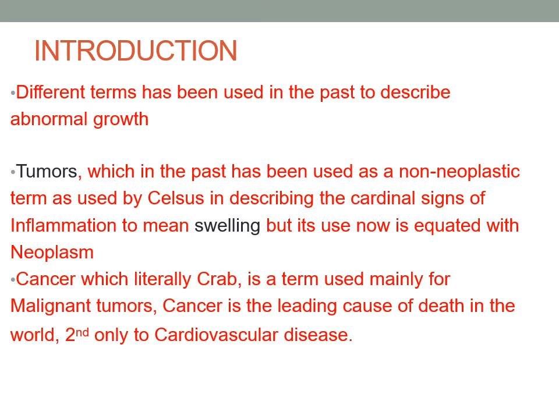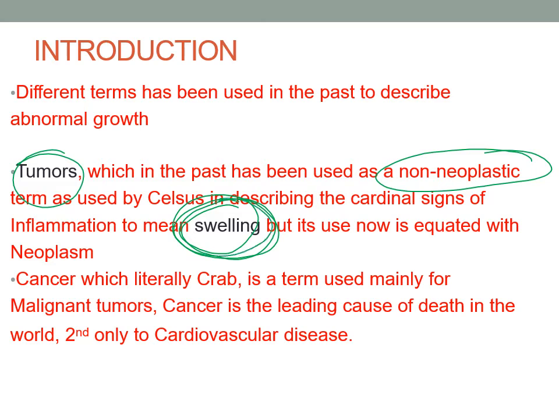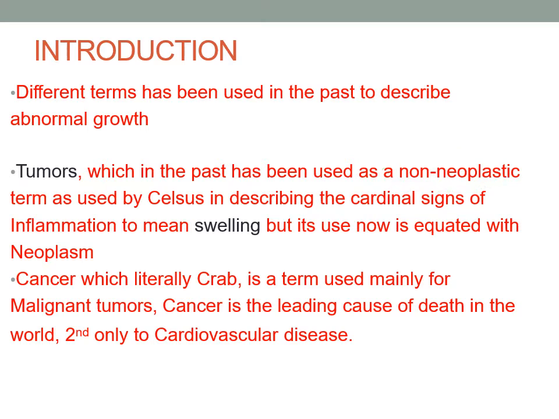In introduction, we say the word tumor was used in the past to describe non-neoplastic swelling. For example, if you remember, in acute inflammation, we used to describe tumors as swelling. We know that in inflammation, one of the cardinal features is swelling. So you may find the term swelling as tumors. In the past, the word tumors was used to describe non-neoplastic swelling.